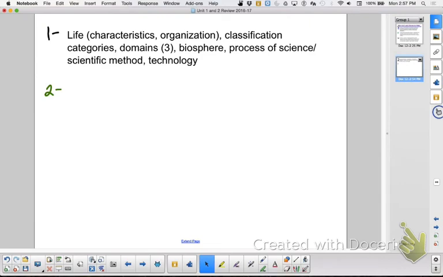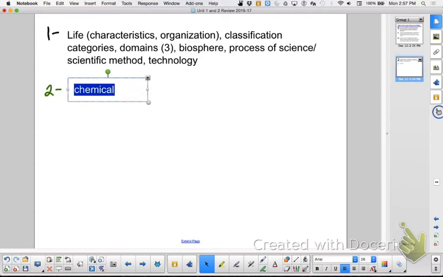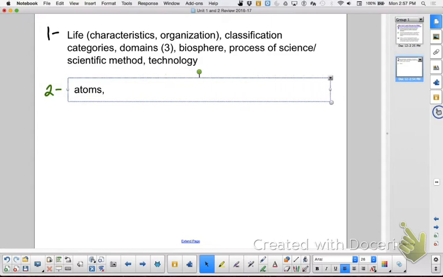Chapter 2 was basic chemistry. And so in this one, things that you want to review are atoms. So do you remember the atom story? Atoms are made of what? Protons, neutrons, and electrons. The protons and neutrons, right? So you want to know things also like organization. Okay, we talked about protons, neutrons, and electrons and where they are.